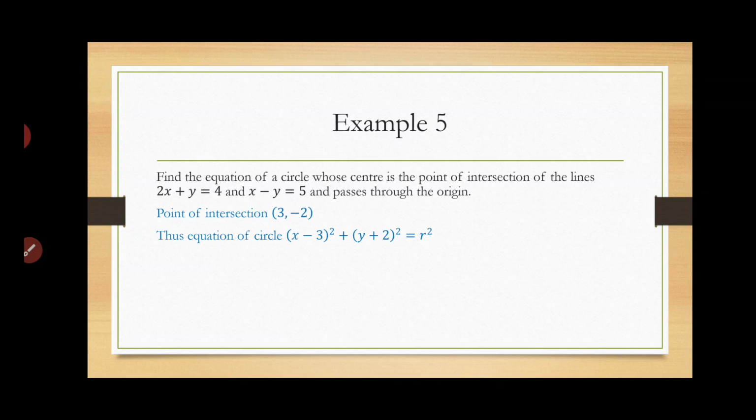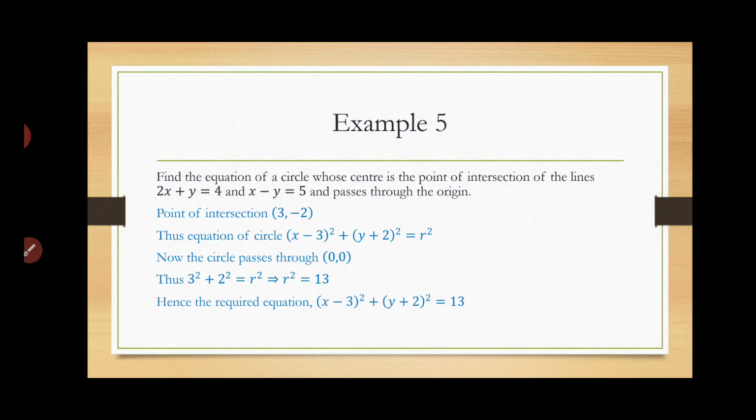And again, it is told that the origin is one of the points on the circle, so just put it in and solve it. I get r² as 13, and therefore r is √13, but I don't need that. r² is 13, so the equation of the circle becomes (x - 3)² + (y + 2)² = 13. Fine. And if you just solve it, you get x² + y² - 6x + 4y = 0.